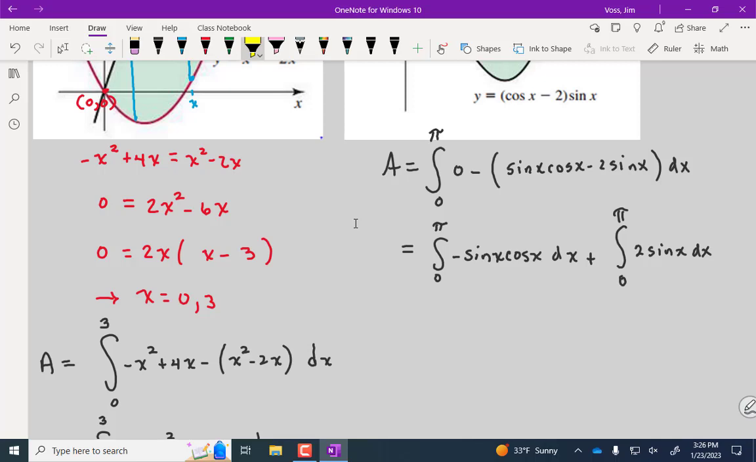Or we could say, hey, what if we let u be cosine? Then its derivative is minus sine. Minus sine is right there, and that will take up the whole integrand, and we won't have to worry about factoring out a minus sign. Doesn't matter though. U equals one or the other will work in this case.